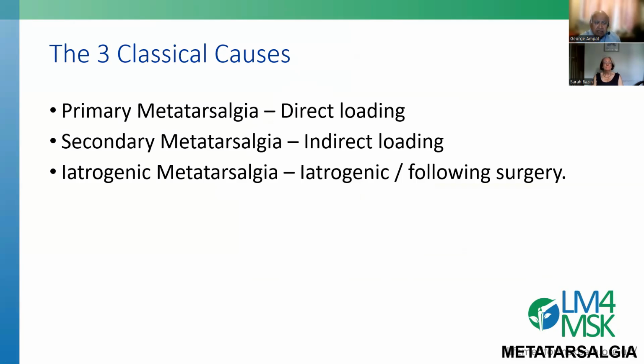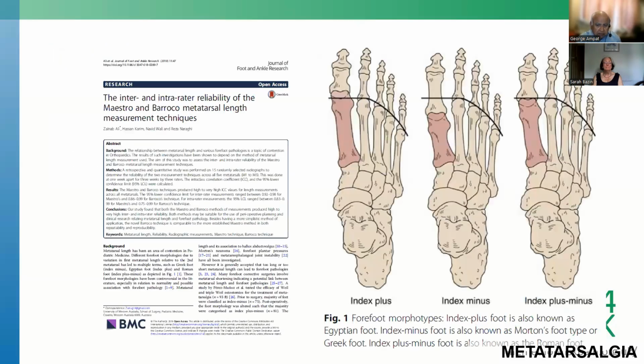So there are three types of metatarsalgia: primary metatarsalgia from direct loading, secondary metatarsalgia from indirect loading, and iatrogenic metatarsalgia. Iatrogenic means caused because of surgery or because of medical intervention. So let me explain this.